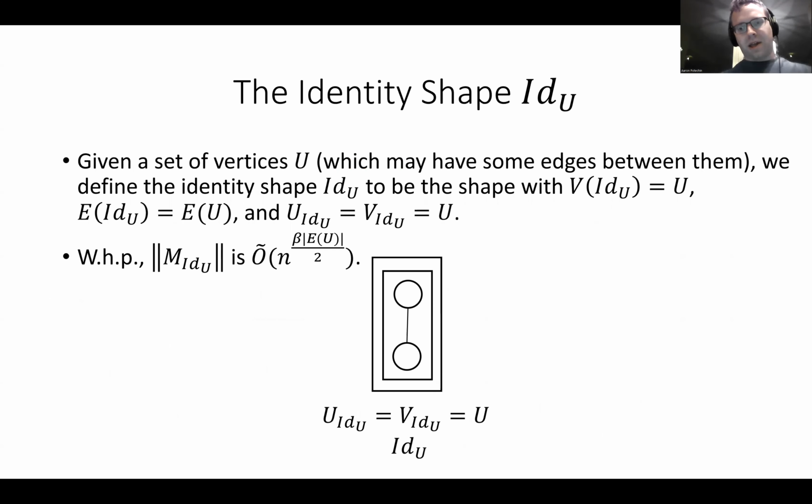In order to give the analysis, I need to define two more things. I need to define the identity shape ID_U and middle shapes. Given a set of vertices U, which may have some edges between them, we define the identity shape ID_U to be the shape with V(ID_U) equals U, E(ID_U) is E(U), the set of edges between vertices of U, and U_(ID_U) equals V_(ID_U) equals U. So here's a picture of the shape ID_U. It's not hard to show that with high probability, the norm of M_(ID_U) is O tilde of n to the beta times the number of edges in U, divided by 2.